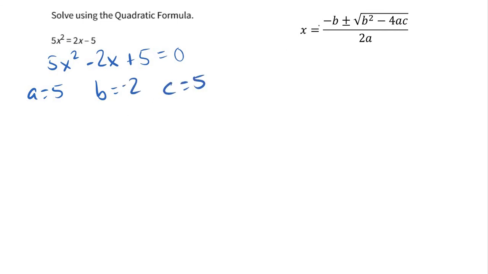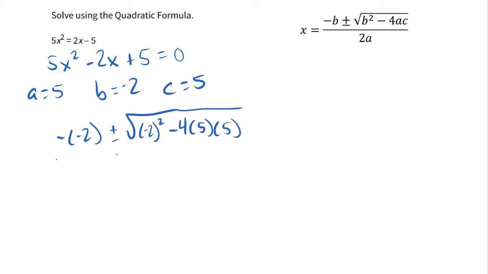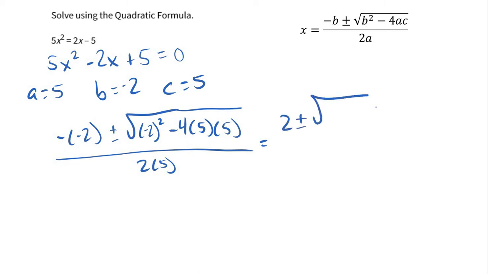So let's plug stuff in. So negative of negative 2. So basically negative of negative 2 plus or minus b squared minus 4 times a times c. Make my radical a little longer there. All over 2a. Okay, so negative of negative 2, or the opposite of negative 2, would be 2. Let's see what we get under our radical here. So this would be 4 minus, let's see, 4 times 5 is 20, times 5, that's 100. So 4 minus 100, so that's negative 96.